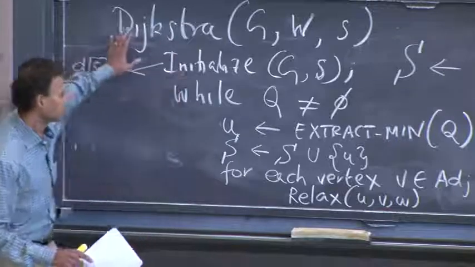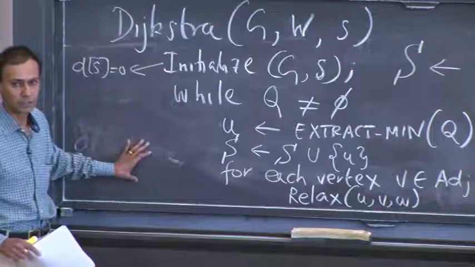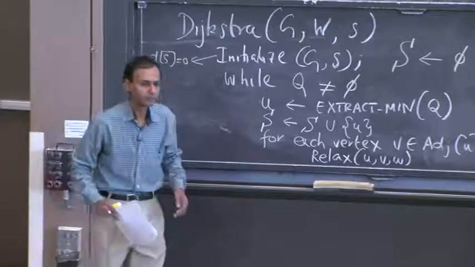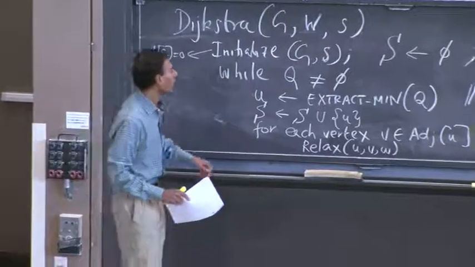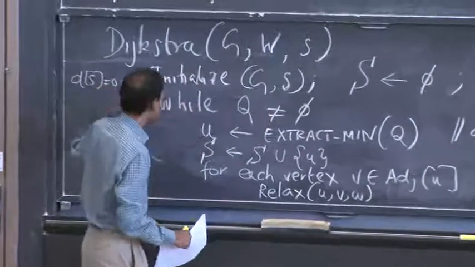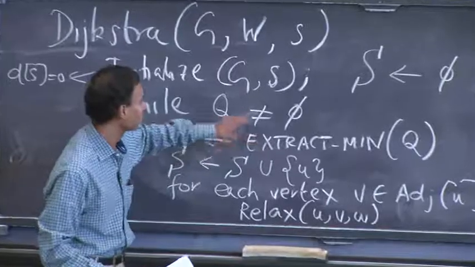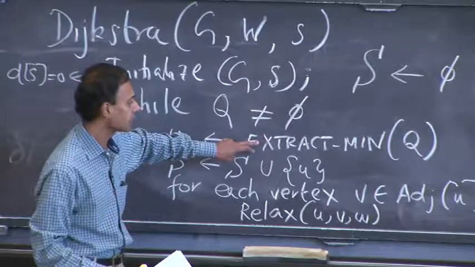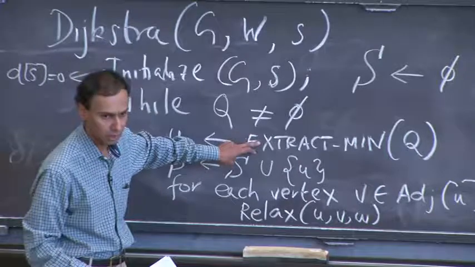Okay? Any questions about Dijkstra or about the pseudocode in particular? I guess you guys are going to code this at some point. Yeah? How are the vertices comparable? In what way? Oh, that's a good question, and I should have made that clearer. The extract min is a priority. So Q is a priority Q, and the priorities of the vertices are the D values, okay?